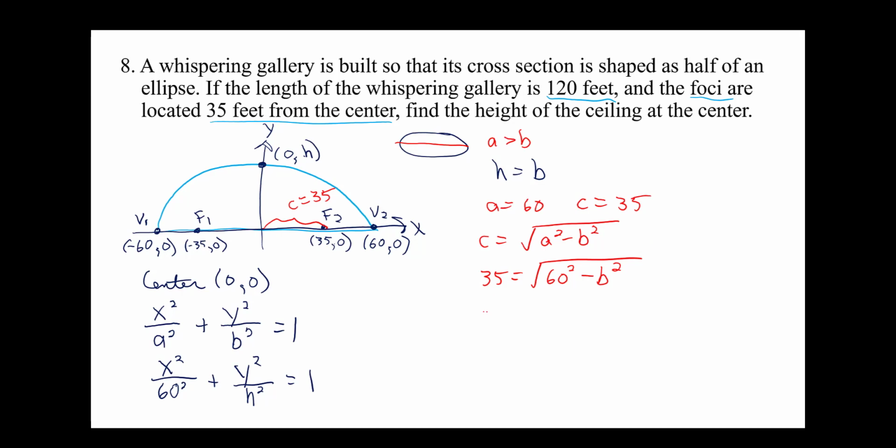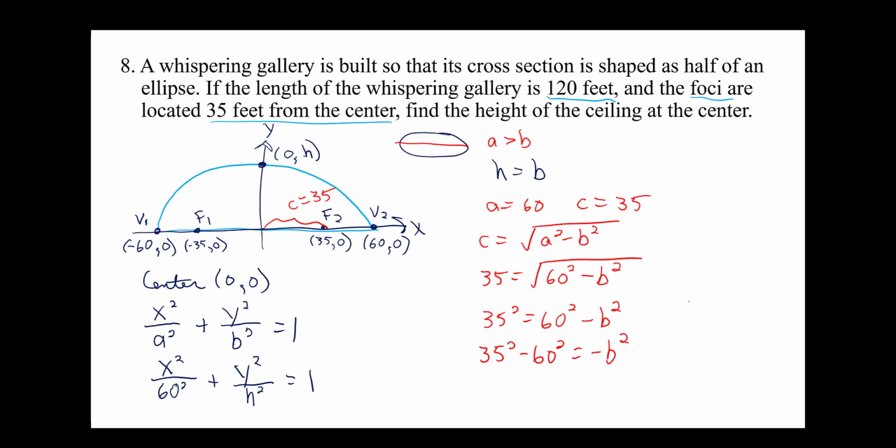So squaring both sides, we have 35 squared equals 60 squared minus b squared. So 35 squared minus 60 squared equals negative b squared.